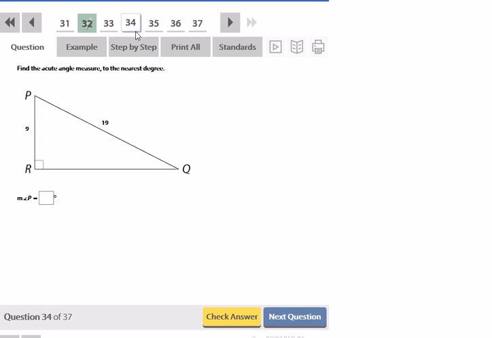Find the measure of angle P. Okay, so if we're going to find an angle, they have to give me two sides. They do. Based on this angle, they're giving me the adjacent leg, and they're giving me the hypotenuse. So adjacent and hypotenuse is going to be cosine. So I would say cosine of P is equal to specifically adjacent over hypotenuse, which is 9 over 19.